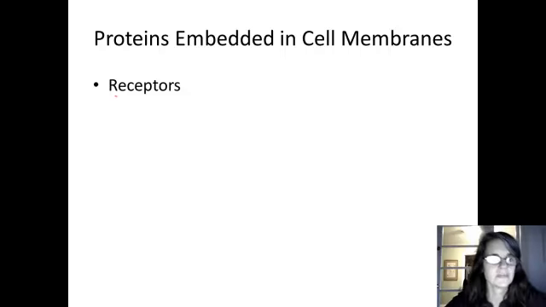Now, receptors would look a whole lot like that. Here's my phospholipid bilayer one more time. Here's another protein glob embedded in the bilayer.